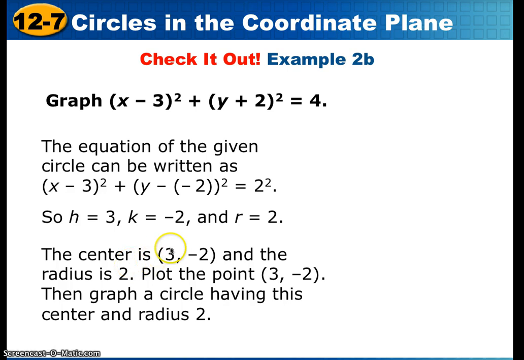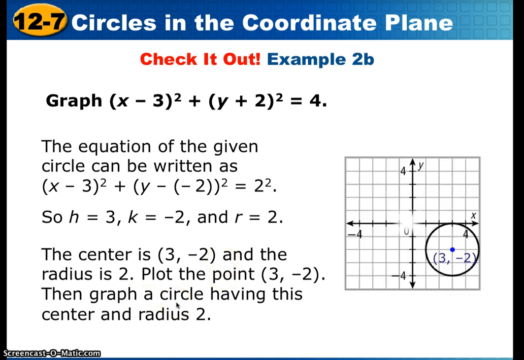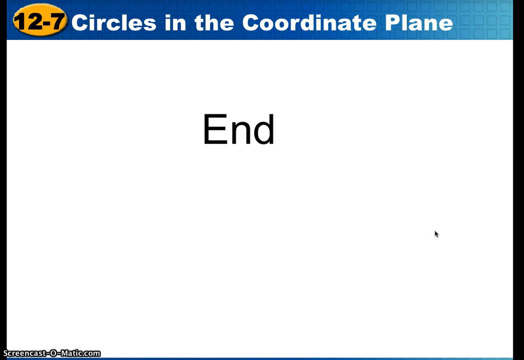So we're going to graph the circle. We're going to put the center of the circle on first at (3, -2). Then we're going to graph a radius of 2 coming out from the center. So come to (3, -2). Then you're going to count 2 up, 2 over, 2 down, and 2 to the left, and then connect all those points to draw your circle. Great! And that is the end of this lesson.